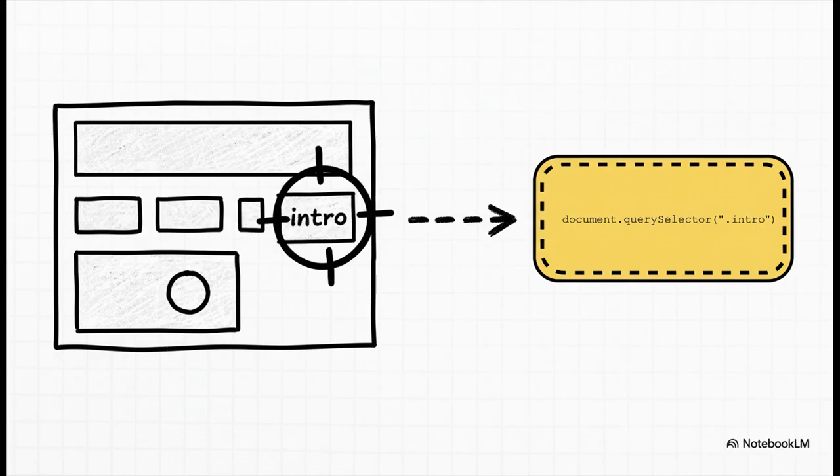So, how do we find something on this blueprint? Well, we need a targeting system, right? That's where a command like document.querySelector comes in. It's awesome because it lets you use the exact same CSS selectors you already know for styling to pinpoint any specific piece of the page you want to mess with.